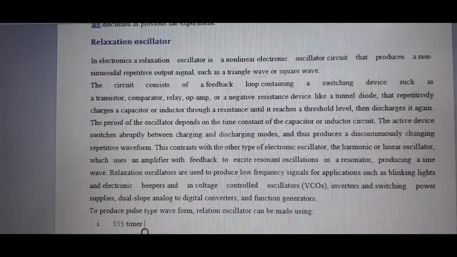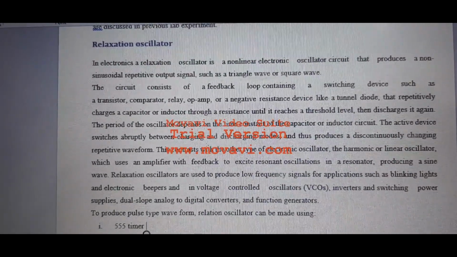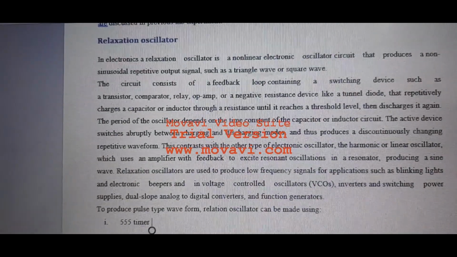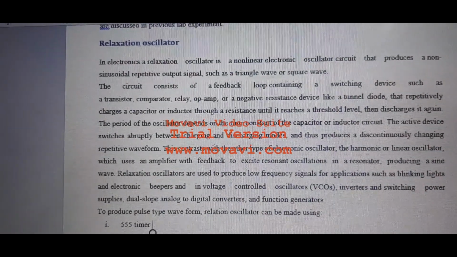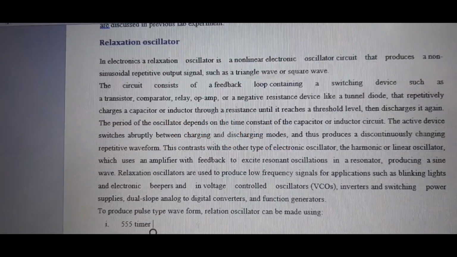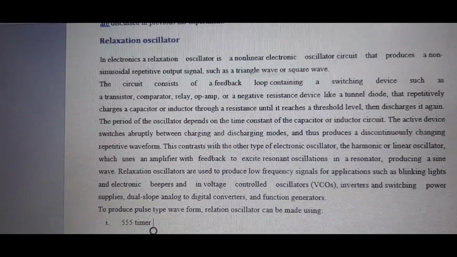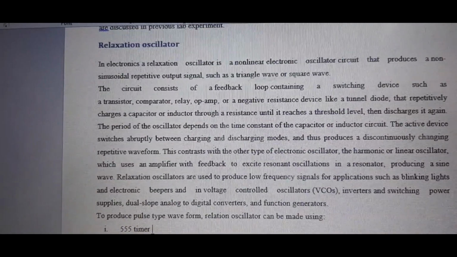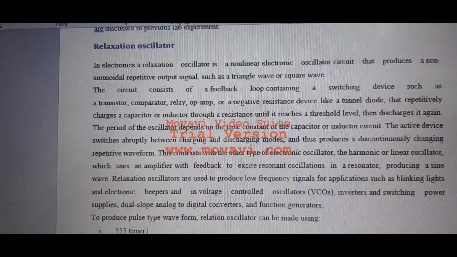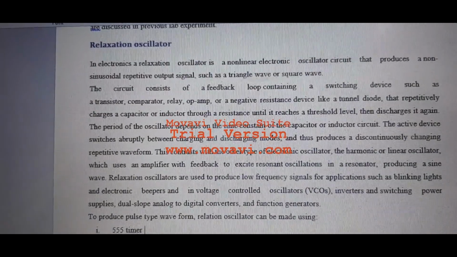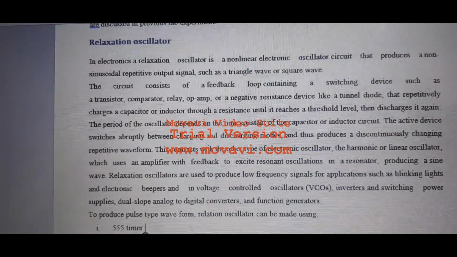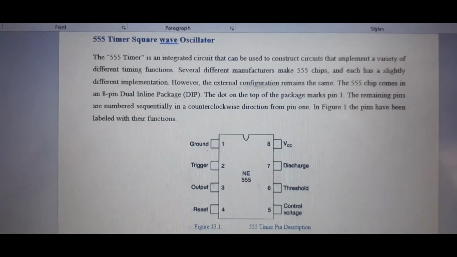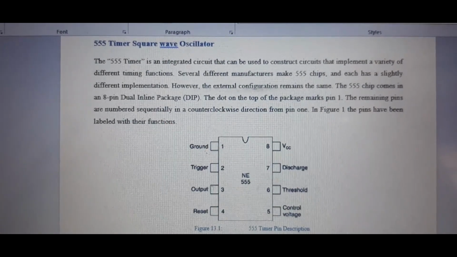Relaxation oscillators are basically used to produce low frequency signals, such as those used in blinking lights, electronic beepers, inverters, switching power supplies and function generators. To produce the square wave type oscillation, we will use two oscillators here, that is the 555 timer and the Schmitt trigger oscillator. Okay, let's discuss the 555 timer circuit.